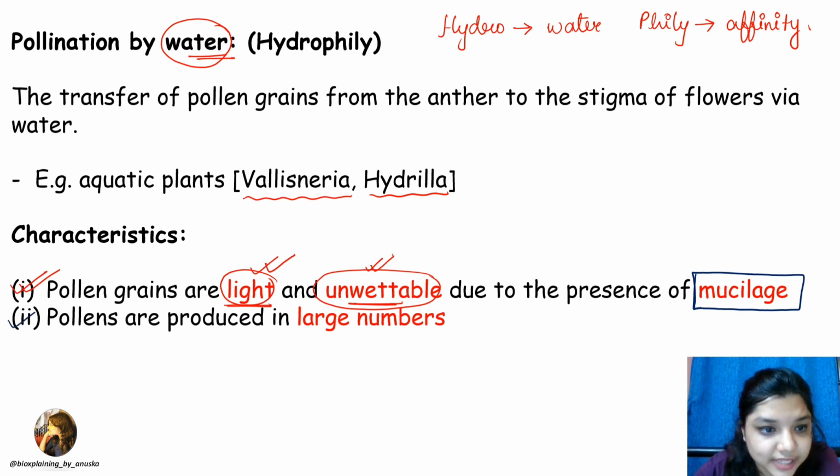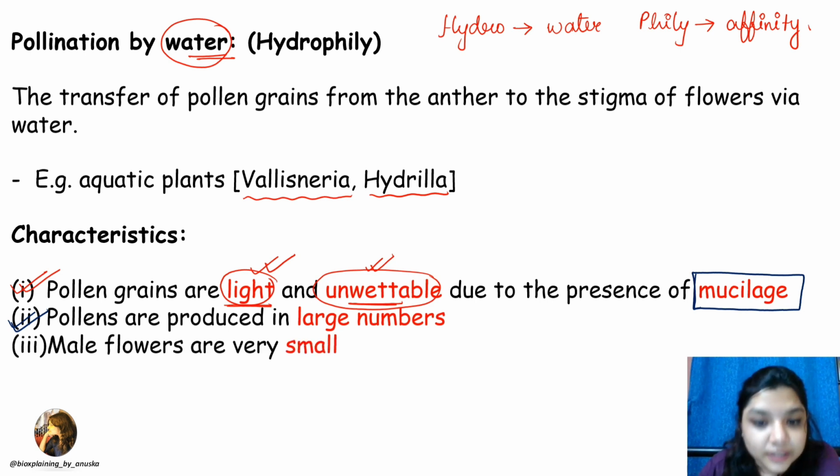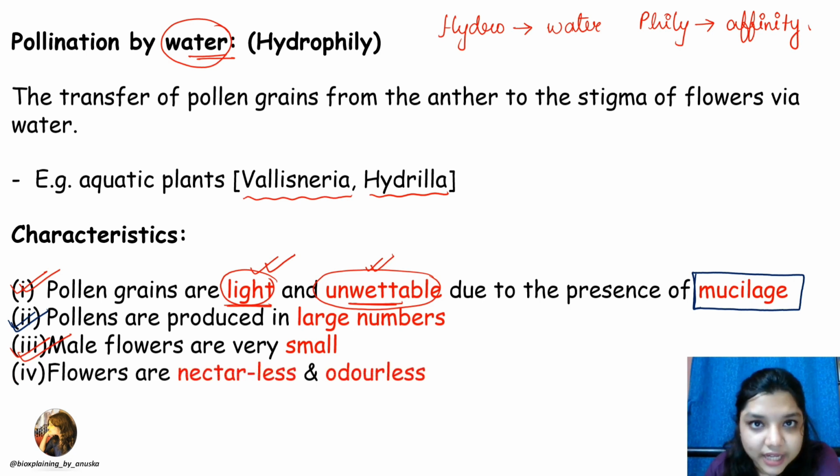The next characteristic is that pollens are produced in large numbers. So this goes without saying. I've been saying this repeatedly for all the types of cross-pollination that we are studying, that in case of cross-pollination, pollen is produced in abundance, so that even if pollens get wasted, you can make up for this loss by producing large numbers. Clear enough? Right. Third is that the male flowers are very small. Then the flowers are nectarless because they do not have insects or birds to attract, and the flowers are also odorless for the same reason, because they do not have any pollinators to attract.